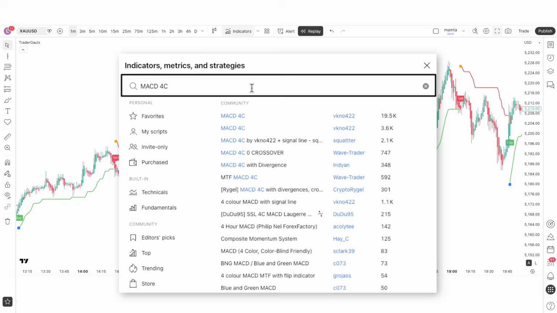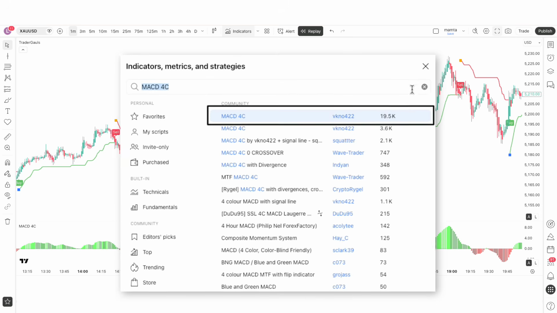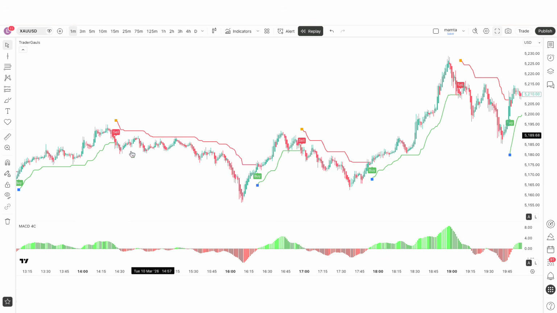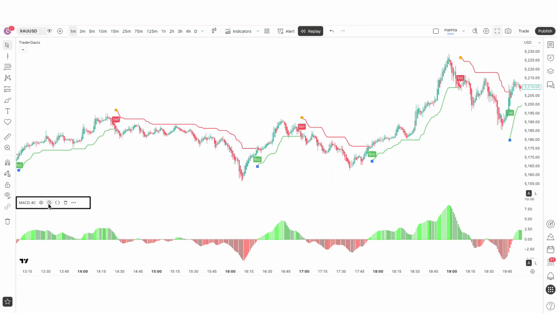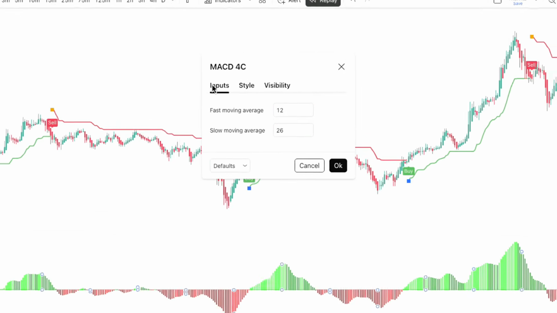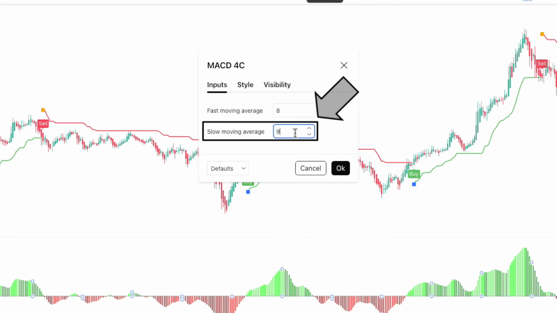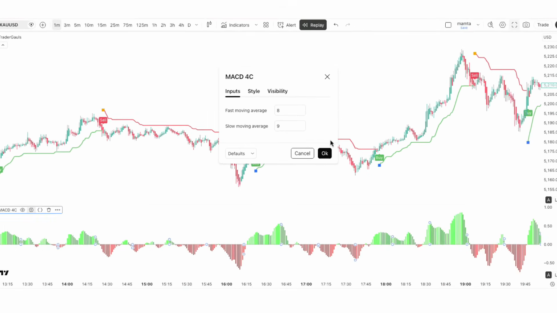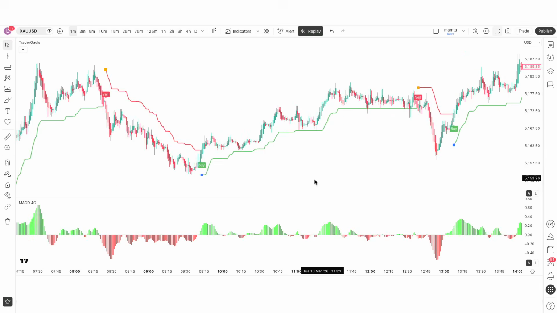Let's go to the Indicator Search tab, type MACD4C, and select this one called MACD4C, created by VKNO422. Now let's access the settings of this indicator so we can modify it to suit our strategy. We change the plot from histogram to columns. We change the fast moving average from 12 to 8. Then change the slow moving average from 26 to 9. And here everything is fine after that. Click OK. Now our setup is ready.